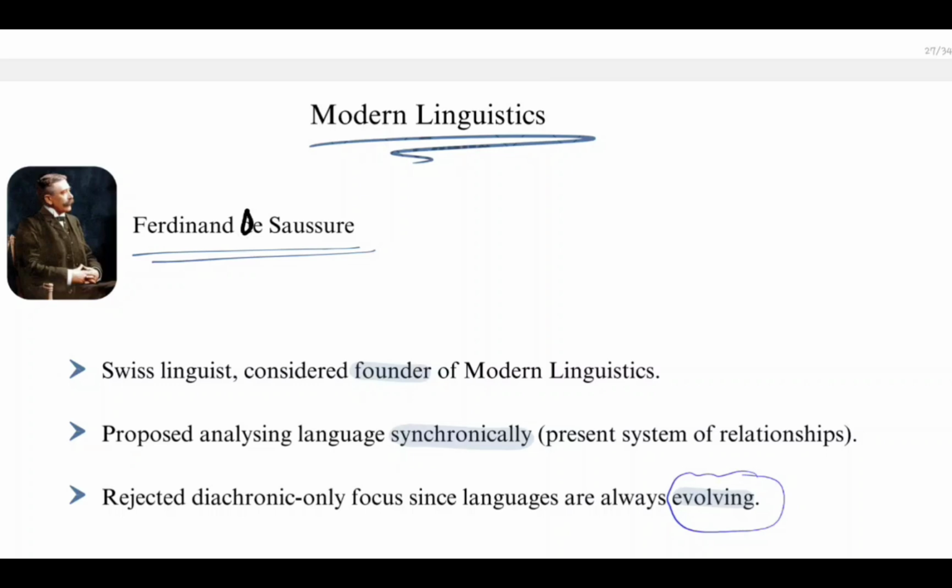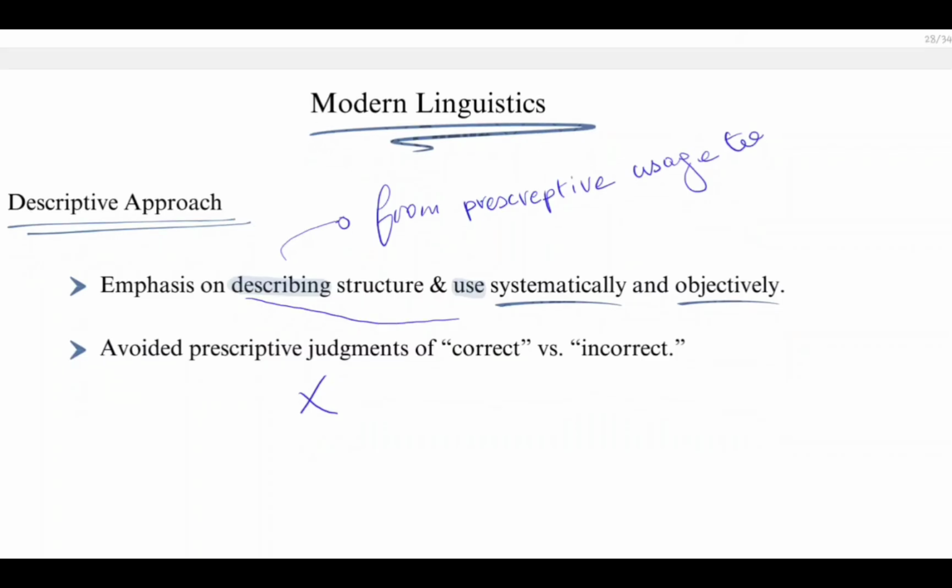The Swiss linguist, who is considered the founder or the father of modern linguistics, proposed analyzing language synchronically, which means the present system of relationships, and he rejected the diachronic only focus since languages are always evolving. All right, this is so important here.